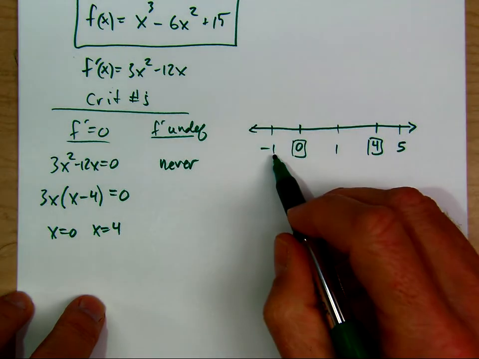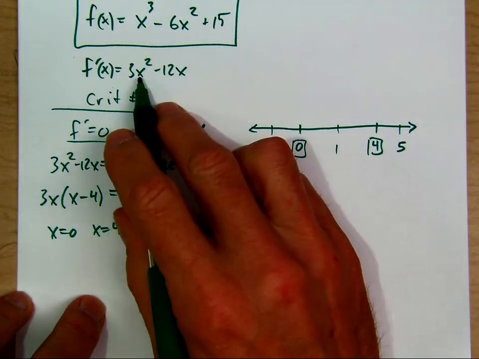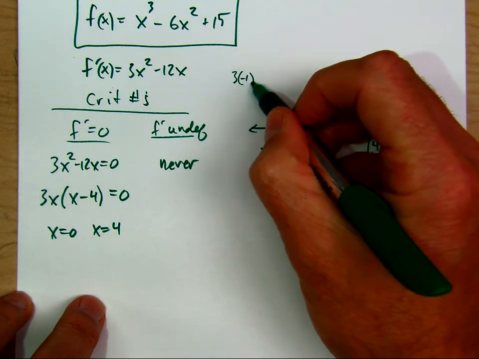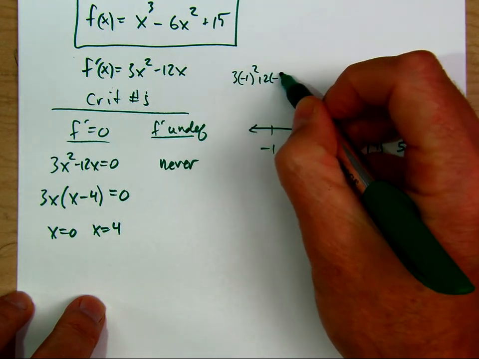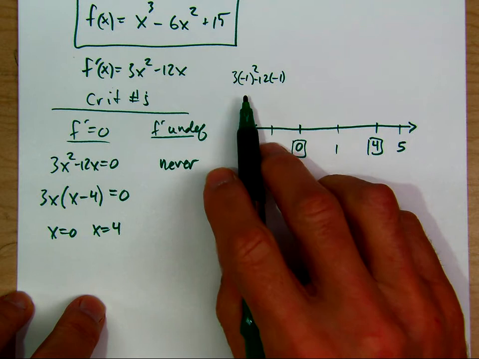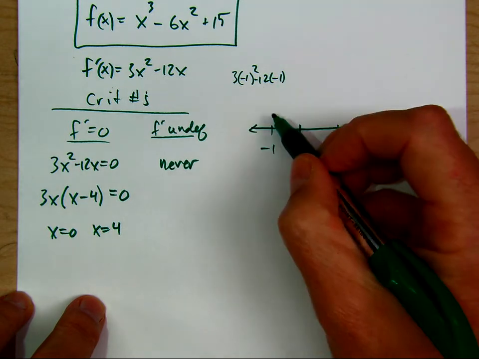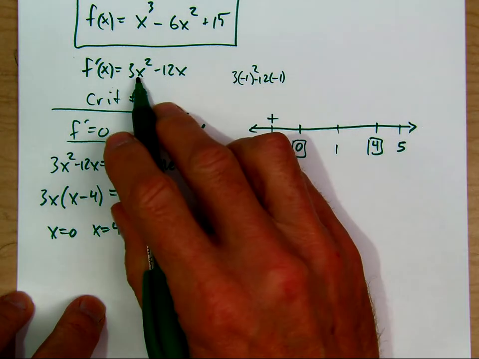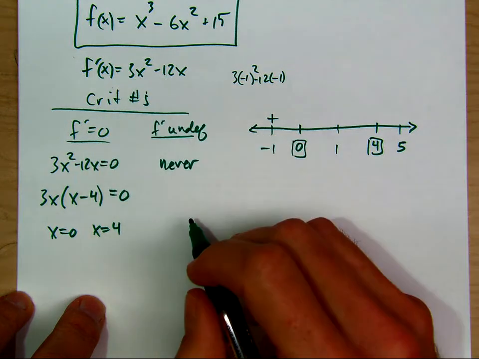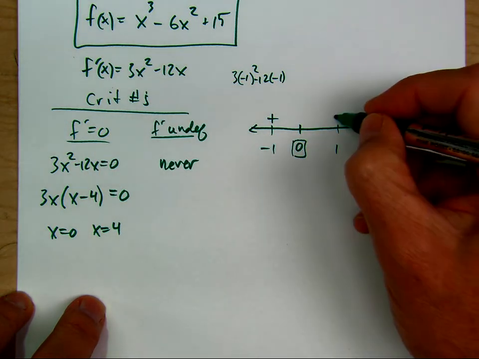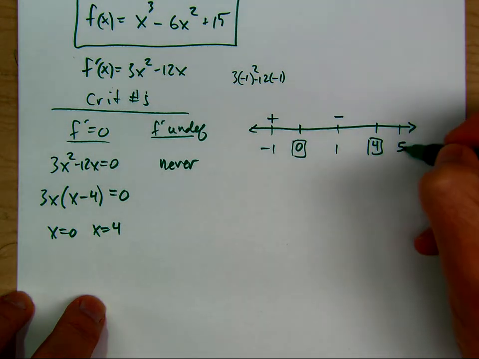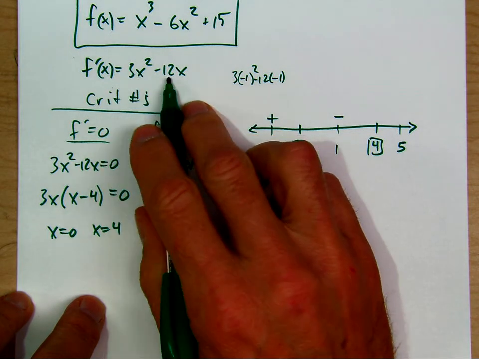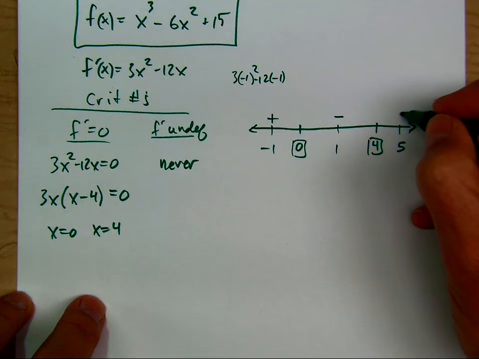And let's find the slope at -1. So put a -1 in here, and we have 3 times -1 squared minus 12 times -1. So that'll be 3 plus 12, and that's positive. And we'll put a 1 in there. We'll get 3 minus 12, and that's negative. And substituting a 5, 75 minus 60, positive.